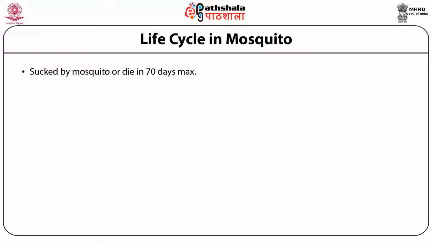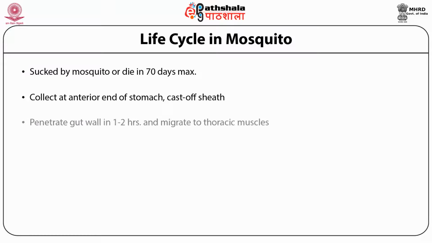Now, when female Culex adults suck the blood of an infected individual, the sheathed Microfilariae are also ingested with the blood. They reach the stomach of the mosquito where they lose their transparent sheath. Within 1 to 2 hours, the Microfilariae, which are now without any sheath, penetrate the wall of the stomach of the mosquito and migrate to the muscles of the thorax or wings.